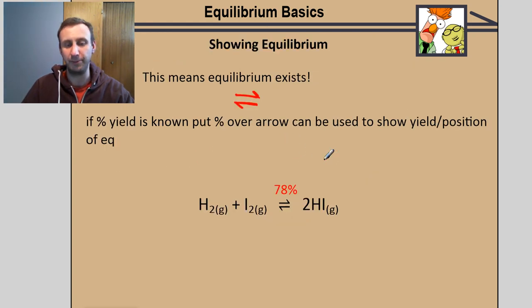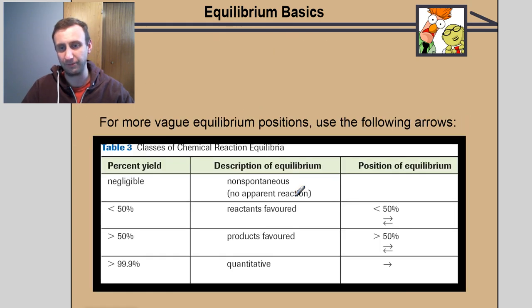So for the other example, if I have H2 and I2 to make 2HI gas, and that's a 78% yield, well, I know that this is an equilibrium. It's not a quantitative reaction. It doesn't go all the way to products. And I know what the percentage is, which is 78% yield, and I have that over top of the arrow.